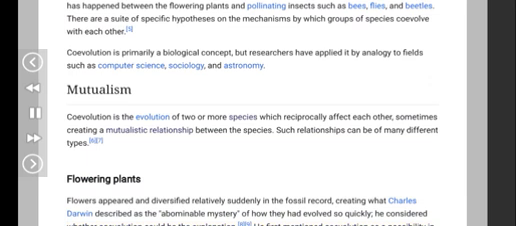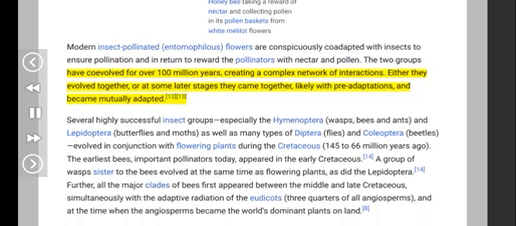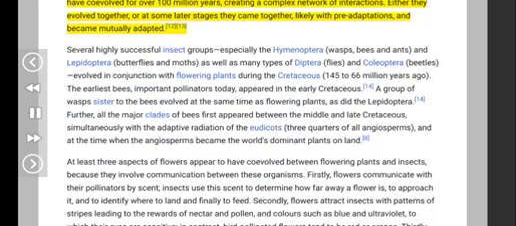Insects and insect-pollinated flowers. Honeybee taking a reward of nectar and collecting pollen in its pollen baskets from white melilot flowers. Modern insect-pollinated entomophilous flowers are conspicuously co-adapted with insects to ensure pollination and in return to reward the pollinators with nectar and pollen. The two groups have coevolved for over 100 million years, creating a complex network of interactions. Either they evolved together, or at some later stage they came together, likely with pre-adaptations, and became mutually adapted.